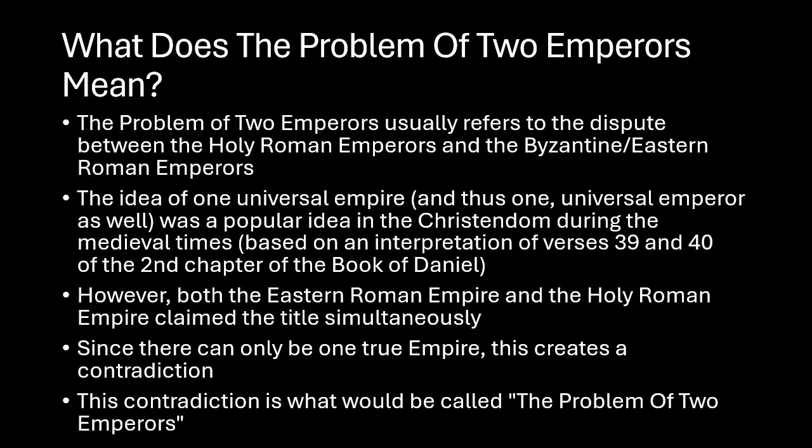However, both the Eastern Roman Empire and the Holy Roman Empire claimed the title simultaneously. Since there can only be one true empire, this creates a contradiction. This contradiction is what is called the problem of two emperors.